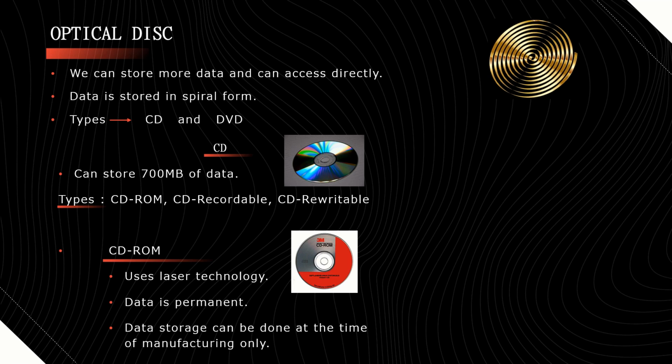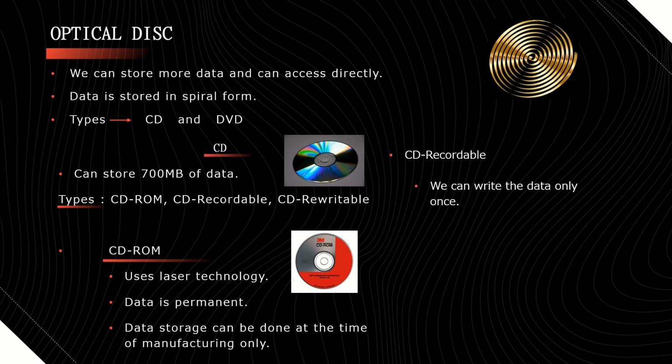CD-ROM. It uses laser technology to read and write the data onto the disk. Once the data is stored, that data becomes permanent. The data storage can be done at the time of manufacturing only. For example, in olden days, if you wanted to install any software in our computer, CD-ROMs were used to install the software. We can't do any modifications on this data.